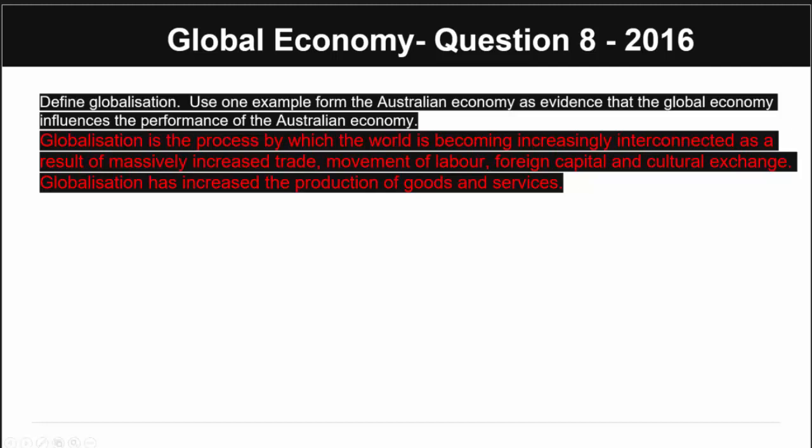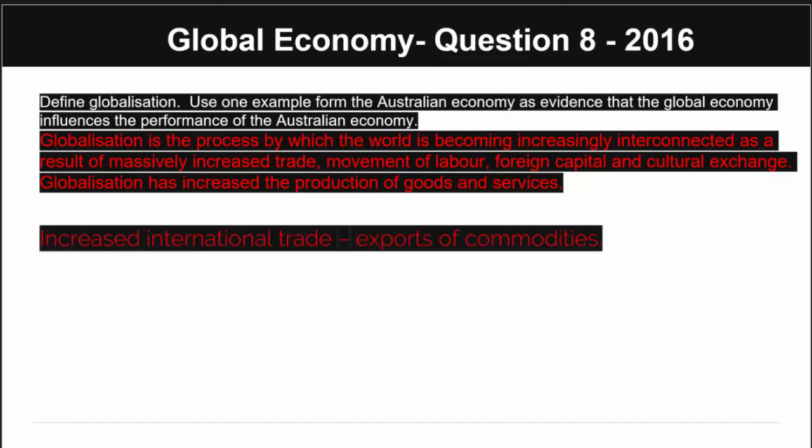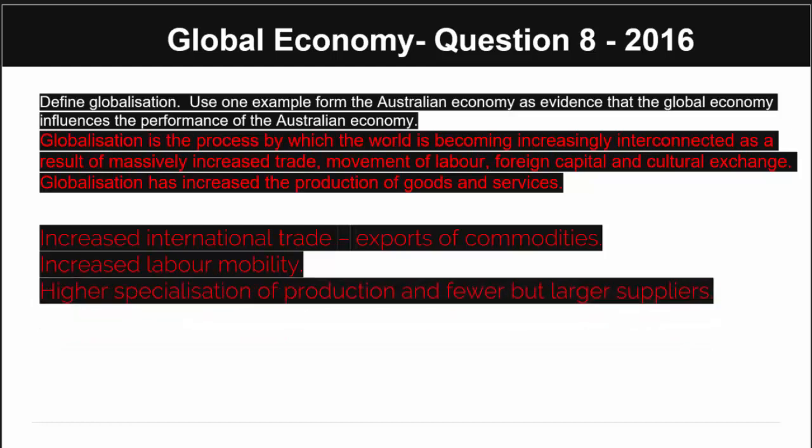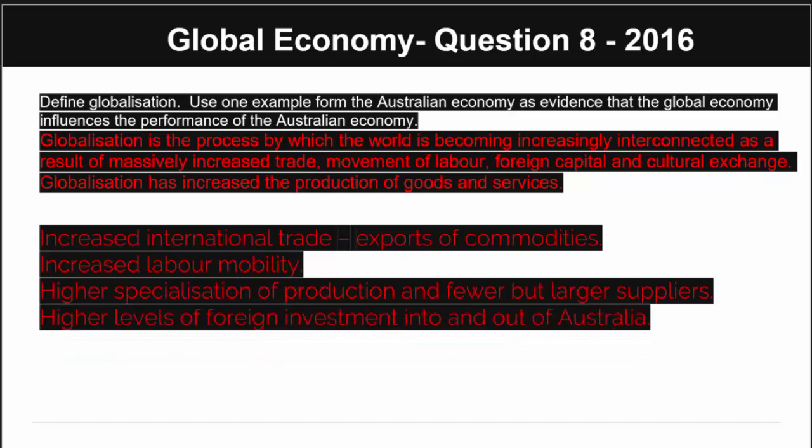Importantly, globalisation is increased production of goods and services. Increased international trade means that we've got exports of more commodities. We've got increased labour mobility, which means that lots more people take up jobs in other countries, either in Australia or abroad. We've got a higher level of specialisation in production of goods and services, but we seem to have fewer suppliers, and sometimes for some products there's only one or two world suppliers for a particular product.